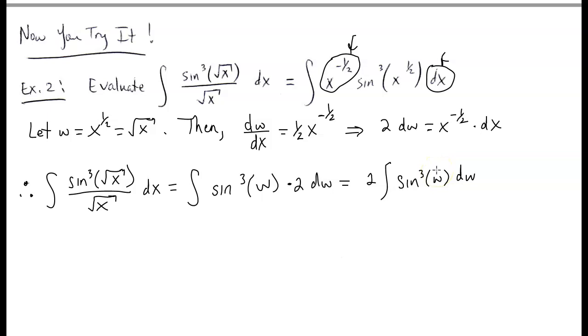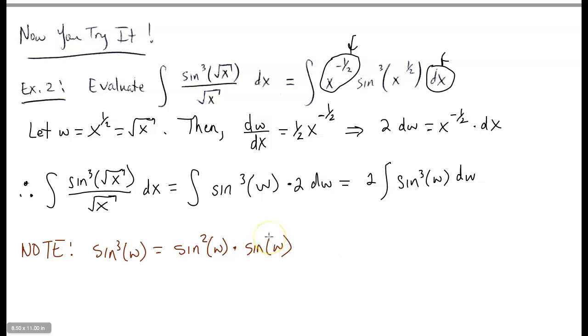So now we need to deal with the sine cubed part. So here we note that sine cubed, because it's odd, we want to break this out to where we have an extra sine of w just hanging out there. Okay, so we want this by itself. And the reason for that is that in this form, we know that sine squared is the same as 1 minus cosine squared.